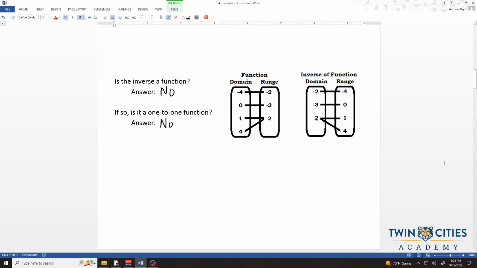So the key here, if you're looking at a map, just remember that when you're looking at whether it's the function or the inverse, each element of the domain can only go to up to one thing in the range. If you've got this going on, 2 going to both 1 and 4, this is not a function.